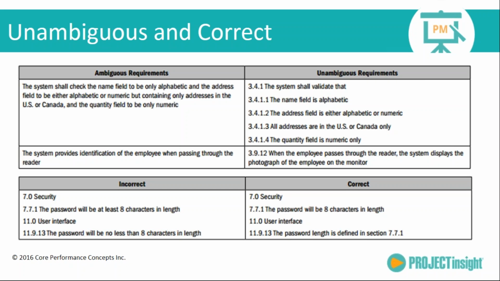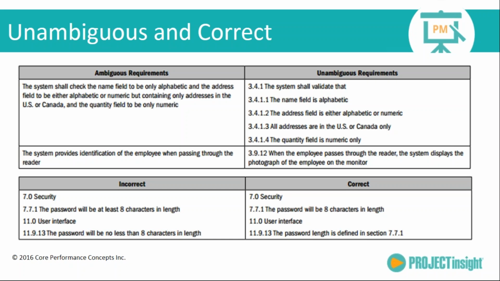Another example of an ambiguous requirement is: the system provides identification of the employee when passing through the reader. All right, what reader? Who's the reader? What are we doing here? Better: when the employee passes through the reader, the system displays the photograph of the employee on the monitor. So again, how are we going to be more clear, making sure that nobody misunderstands these requirements?